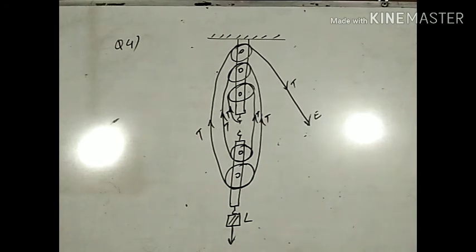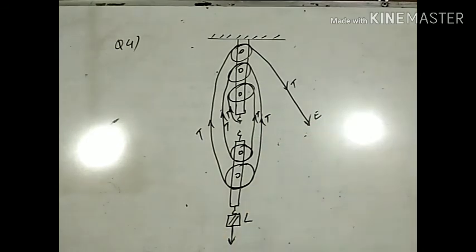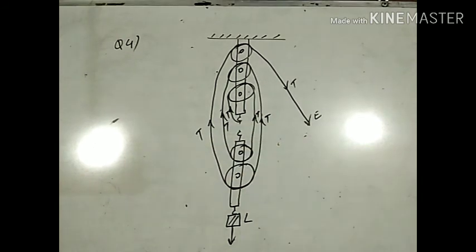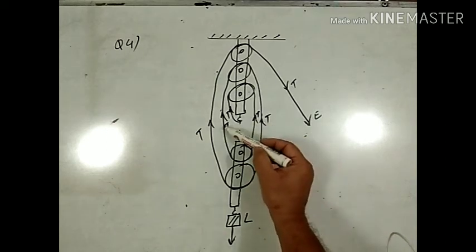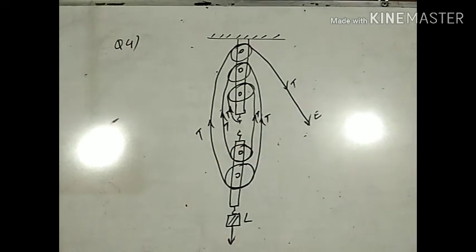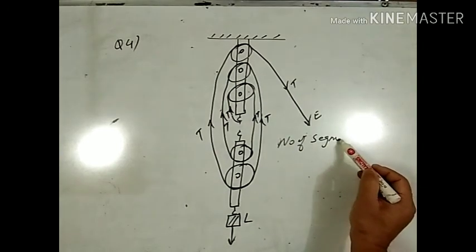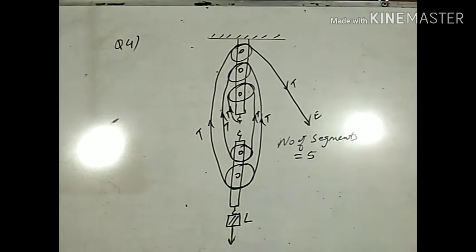Next, state the number of strands of tackle supporting the load. So how many strands of rope are supporting the load? You can see that the load is balanced by how many segments? You can see 1, 2, 3, 4, 5. So the load is balanced by tension acting along 5 segments of the rope. So the number of segments of rope supporting the load will obviously be 5. So it is marked.